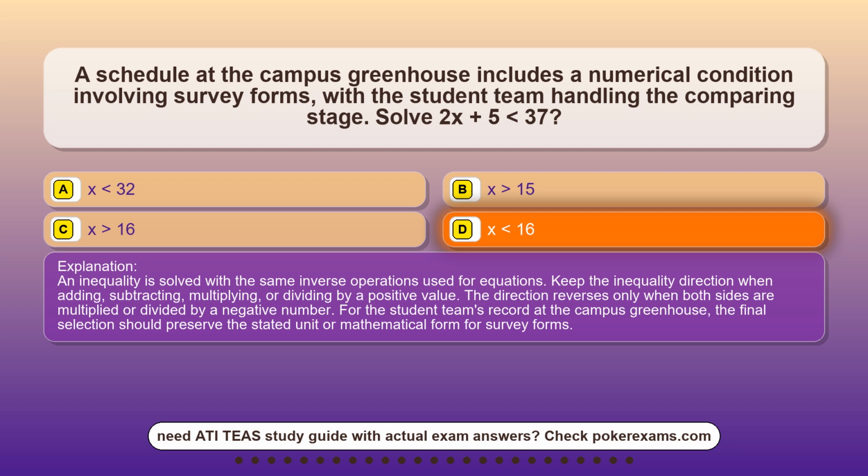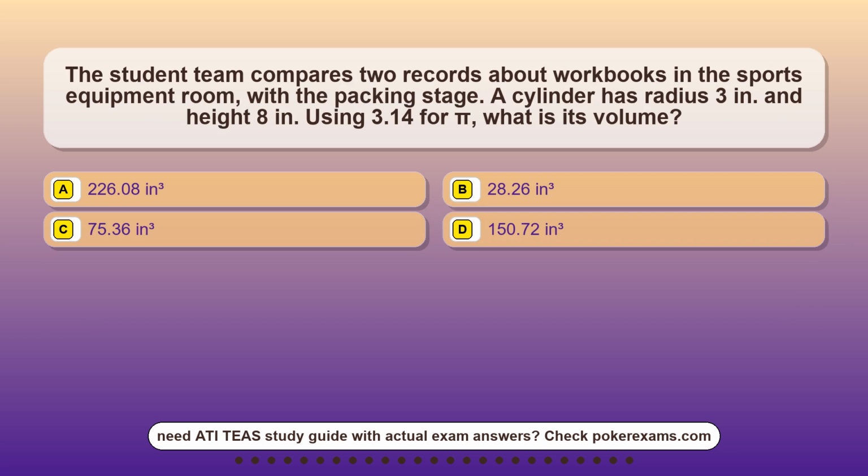An inequality is solved with the same inverse operations used for equations. Keep the inequality direction when adding, subtracting, multiplying, or dividing by a positive value. The direction reverses only when both sides are multiplied or divided by a negative number. For the student team's record at the campus greenhouse, the final selection should preserve the stated unit or mathematical form for survey forms. Question 17.